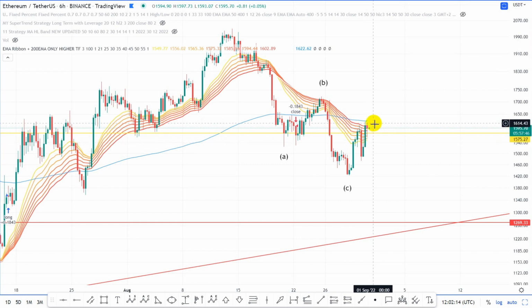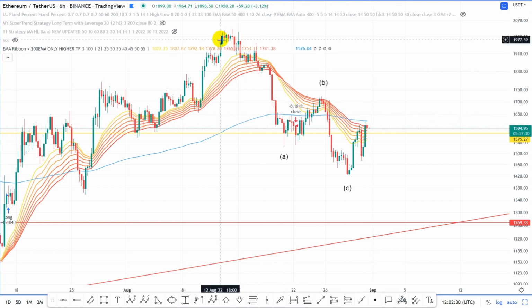And now it is struggling because twice it was rejected from the upper band, and also here is the 200-day EMA that it is trying to retest, but it cannot even get that far. So now it is also neutral.